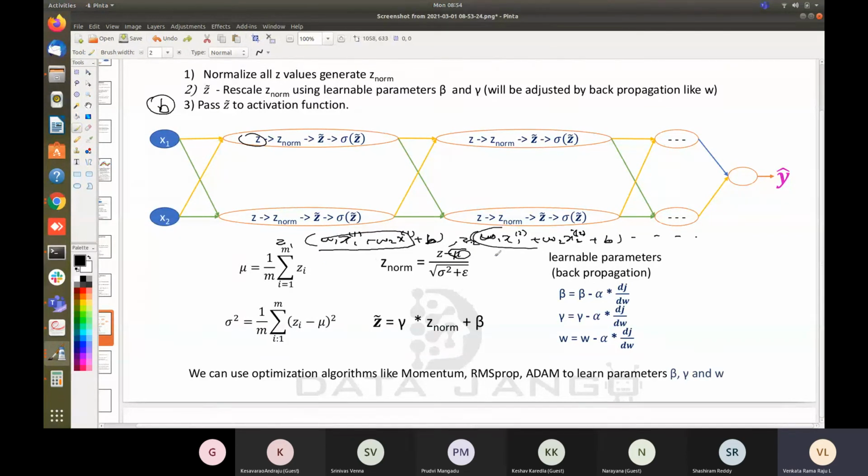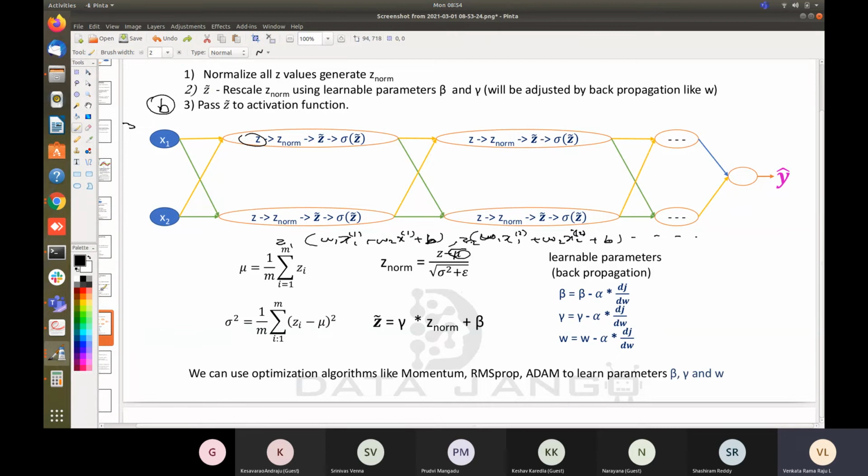Suppose there are 32 records I passed. Then what will happen? W1 X1 plus W2 X1 plus W1 X2... I did not take B intentionally. Plus W2 X2. I think I should take another color. Is this distinctly visible? No, right? Let me take another color.